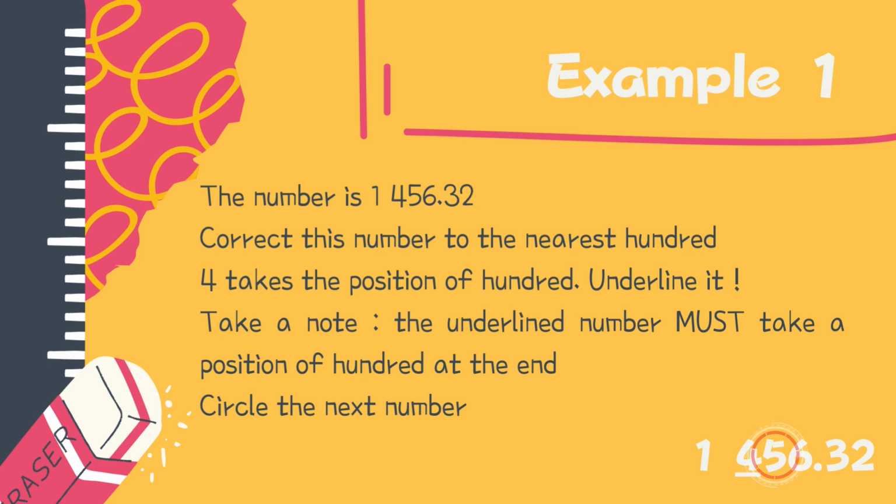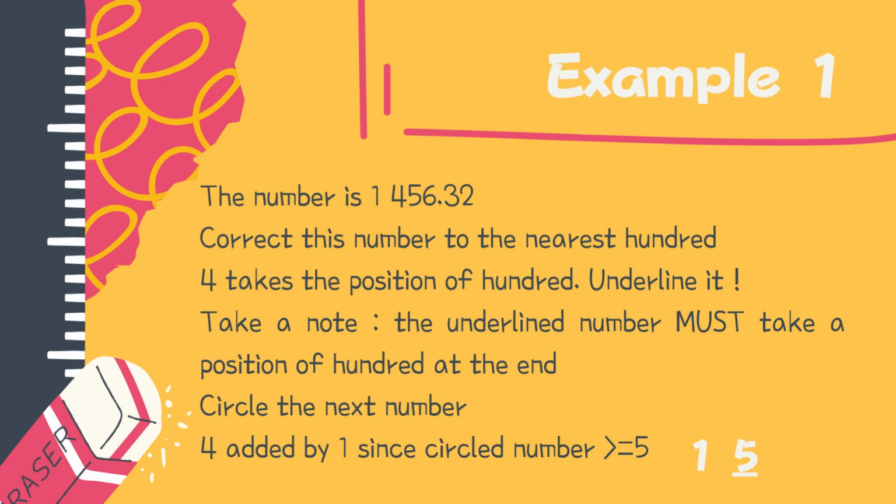The next number is 5. You still remember the previous notes? If the one that is being circled is greater than or equal to 5, what will happen with the underlined one? You add 1. So it becomes 5. You have 1 and 5. 5 is the last digit that you can keep from the number 1456.32. Now, based on the notes, the underlined number must take the position of 100 at the end. Right now, if you look at the number, 5 takes the position of what? 1, right? It's not 100.